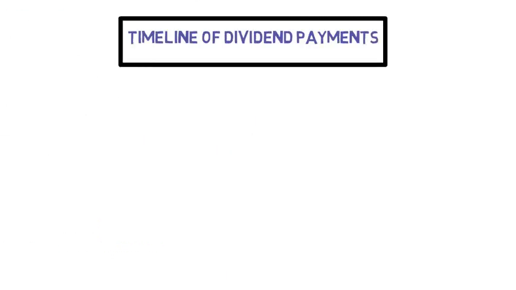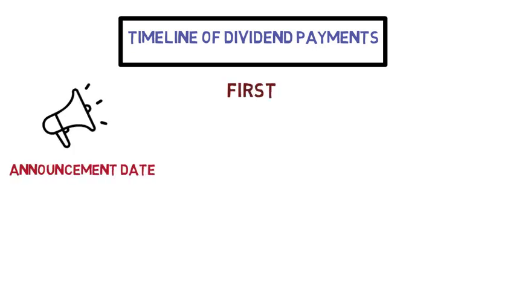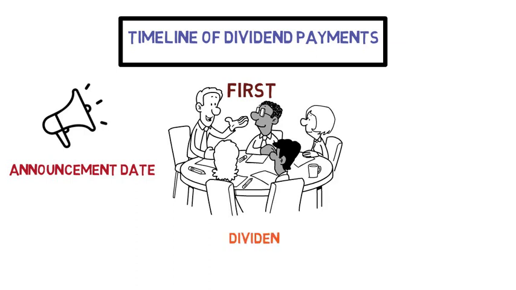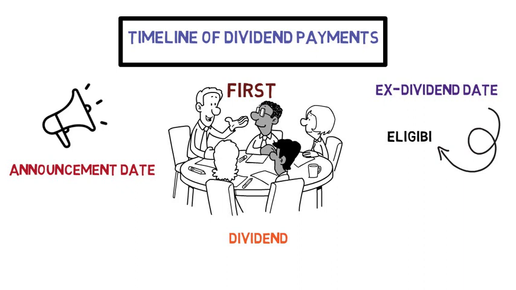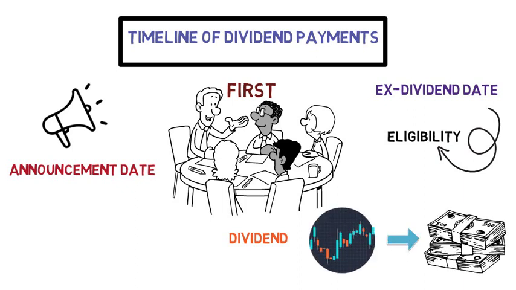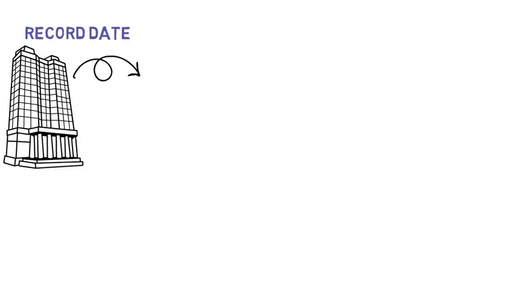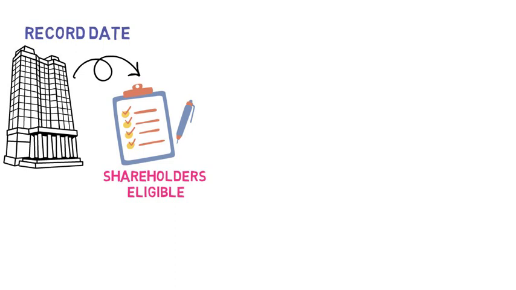Now let's get into the timeline of dividend payments. It's important to understand the key dates involved. First, we have the announcement date, where the company's board of directors declares the dividend. Then comes the ex-dividend date, which is the cutoff date for eligibility. If you own the stock before this date, you'll receive the dividend. Then comes the record date, when the company finalizes its list of shareholders eligible for the dividend. And finally, we have the payment date, when the actual dividend is paid out.